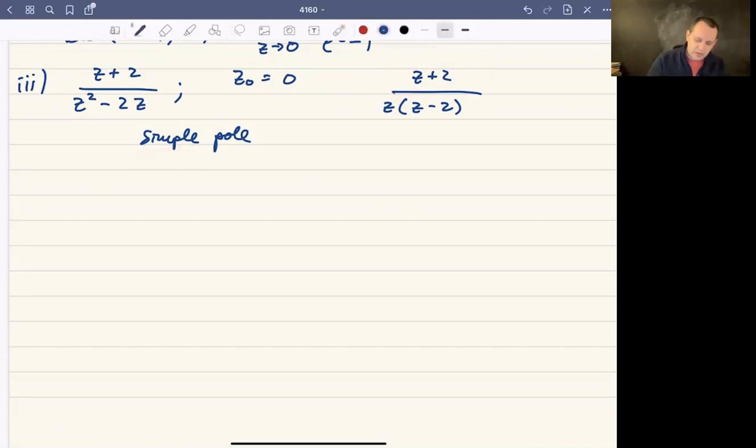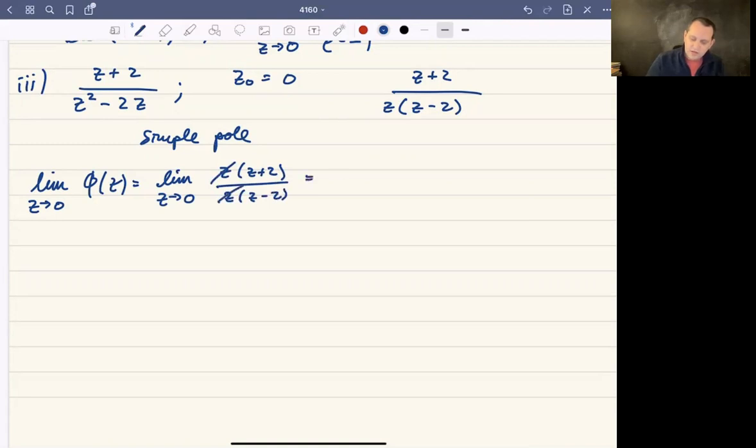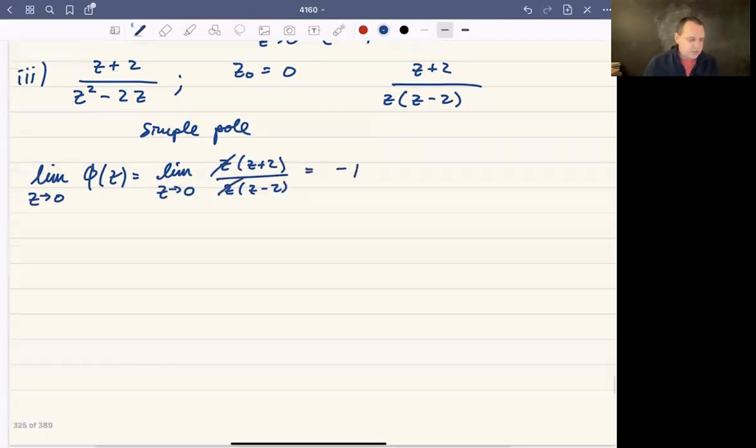So again, lots of ways that you can do this, but my favorite is just to compute phi, and then take the k minus first derivative. Here our k is 1, so we're going to take the 0th derivative and think about what happens to this function as we approach 0. So this is going to be the limit, as z approaches 0, of z times our function. So z times (z + 2) over z times (z - 2). And the z's cancel, and we end up with 2 over negative 2, which is negative 1. So here our residue is going to be negative 1.